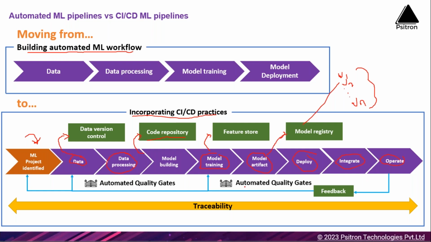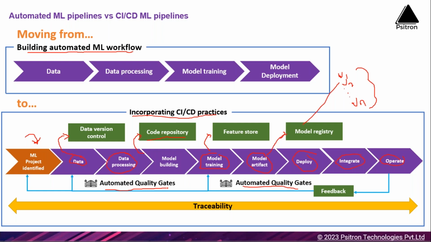We call it an automated quality gate. What is this automated quality gate? You can have an automated quality gate on your deployment side. You can also have automated quality gates on your data pre-processing steps. What is this quality gate? Automated quality gates are used in order to decide whether this is the best model to be deployed to your deployment environment or not.